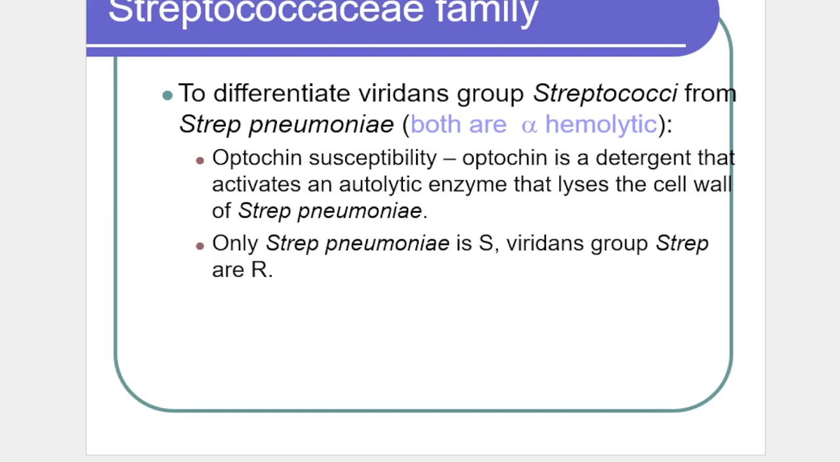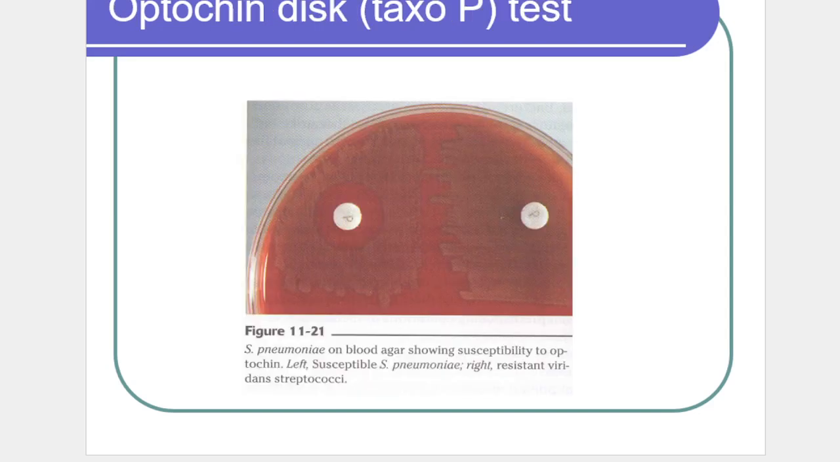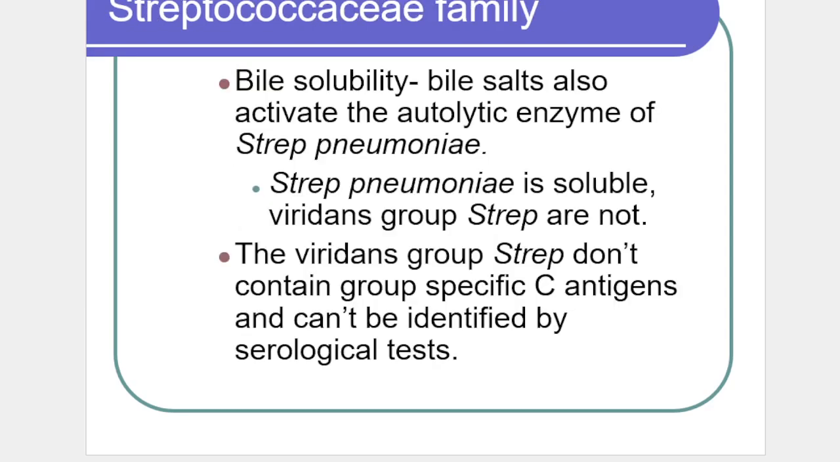So, kumbaga, this is a comparison between, kasi diba si viridans and si pneumoniae, pareho silang alpha hemolysis. So, to differentiate them, you may use yung optochin. Pag sensitive, that is pneumoniae. Pag resistant, viridans. So, yan. Susceptibility. So, ano dyan yung susceptible? Yung mas una. Kasi you can clearly see the zone of inhibition.